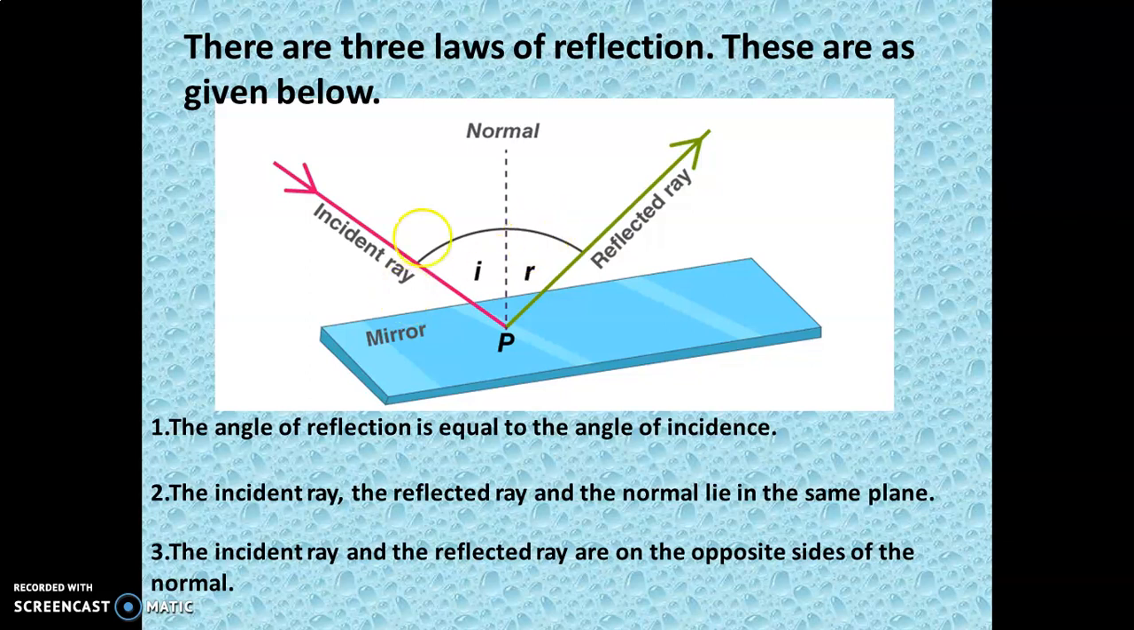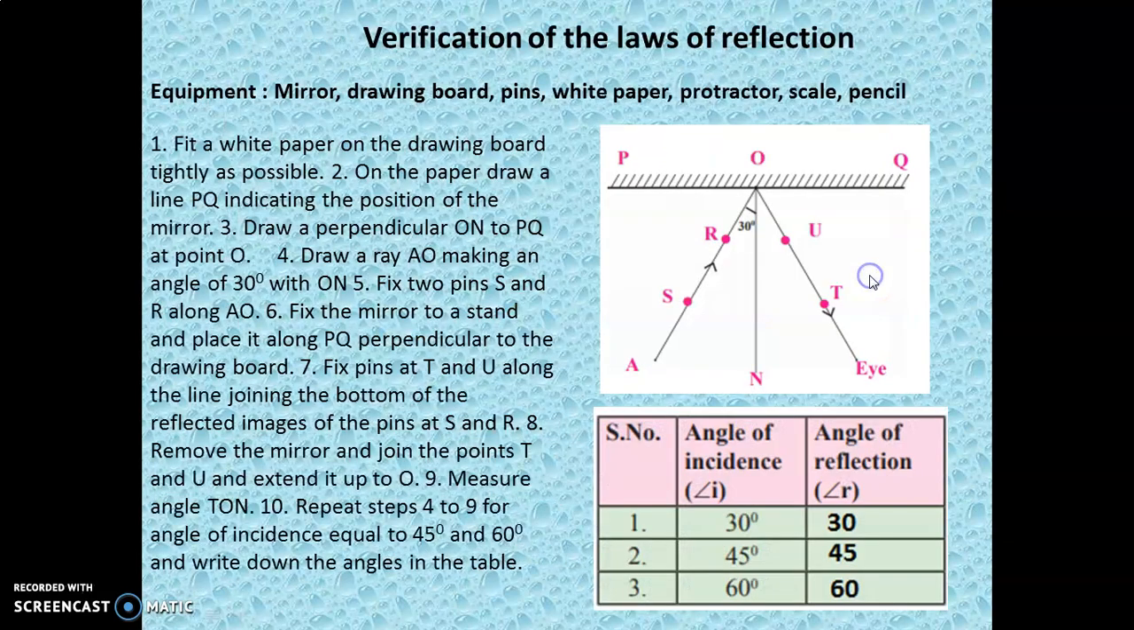That is, the angle of reflection R is equal to the angle of incidence I. The incident ray, the reflected ray, and the normal lie in the same plane, and the incident ray and the reflected ray are on opposite sides of the normal. Now, to verify the law of reflection, we need certain equipment.